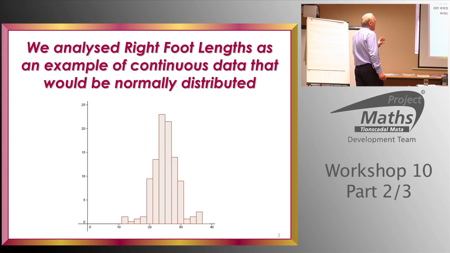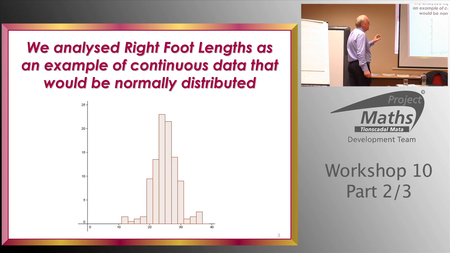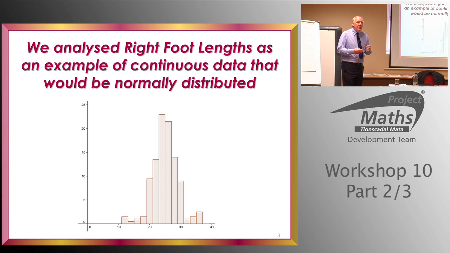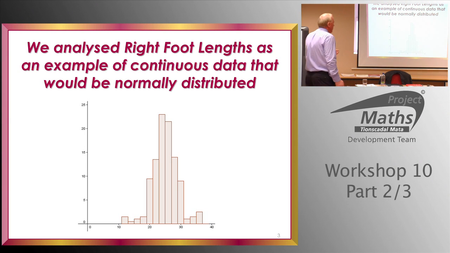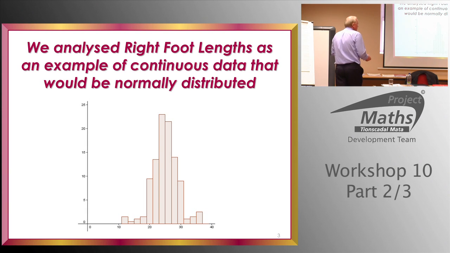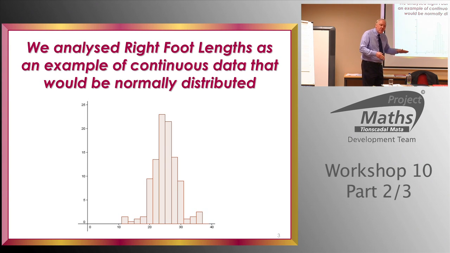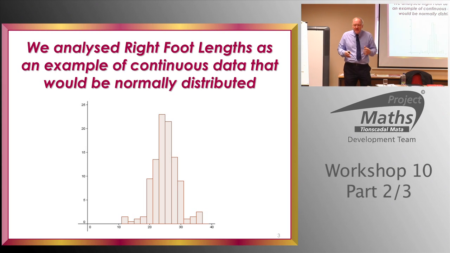And back there we analysed right foot lengths as an example of continuous data that would be normally distributed, okay? So the right foot lengths, you measure those, so it's continuous data, and it would be normally distributed, okay? And when we look at this diagram here from the sample of 200, we see that it has one mode. It is roughly symmetrical, sort of bell-shaped, so it's tending to be normal at this stage.